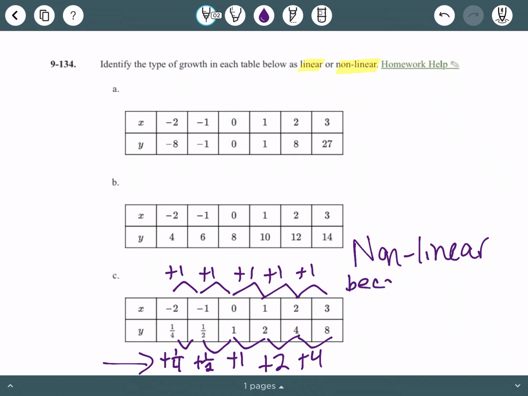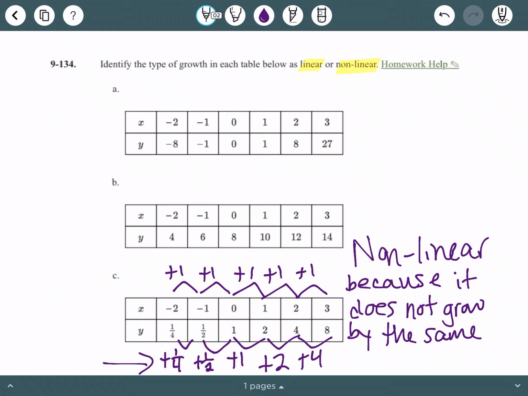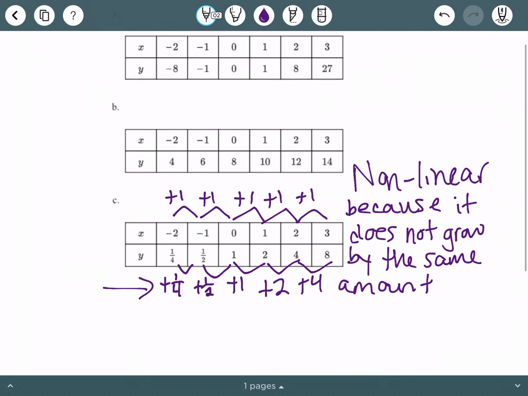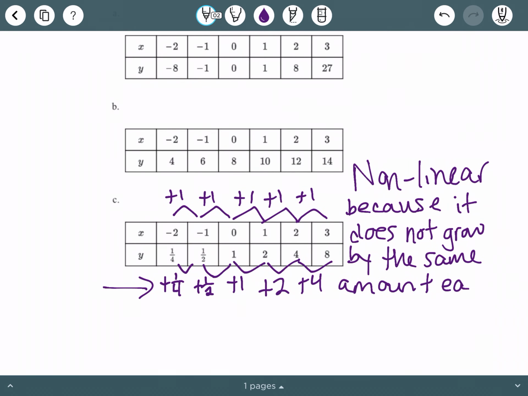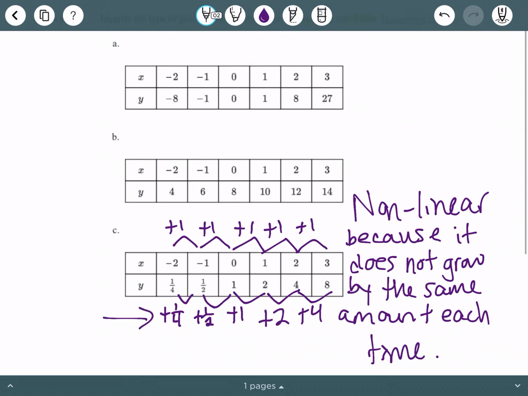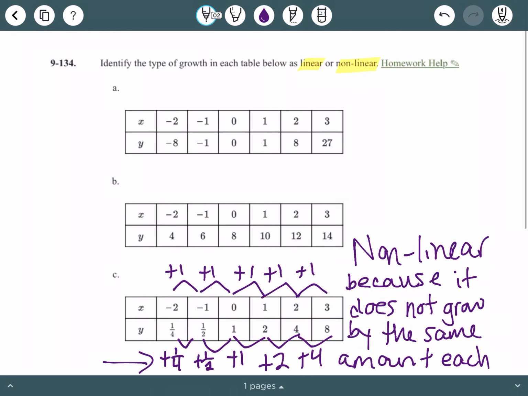And that is because, again, it does not grow by the same amount each time. Okay, and that is all for problem 9, 134.